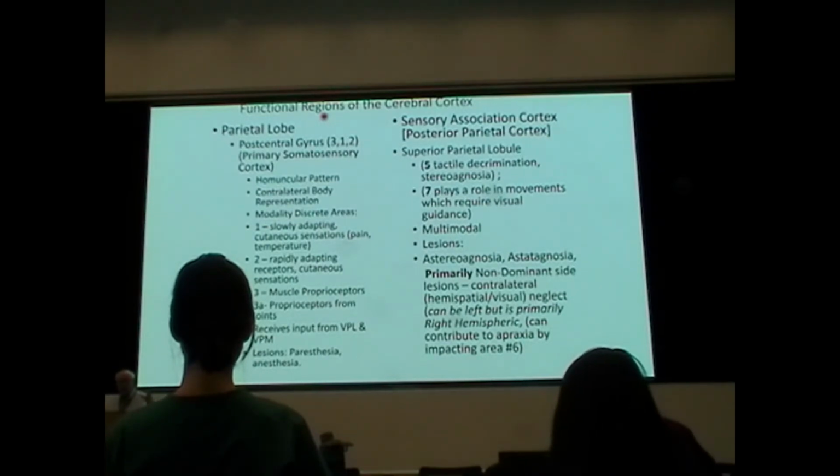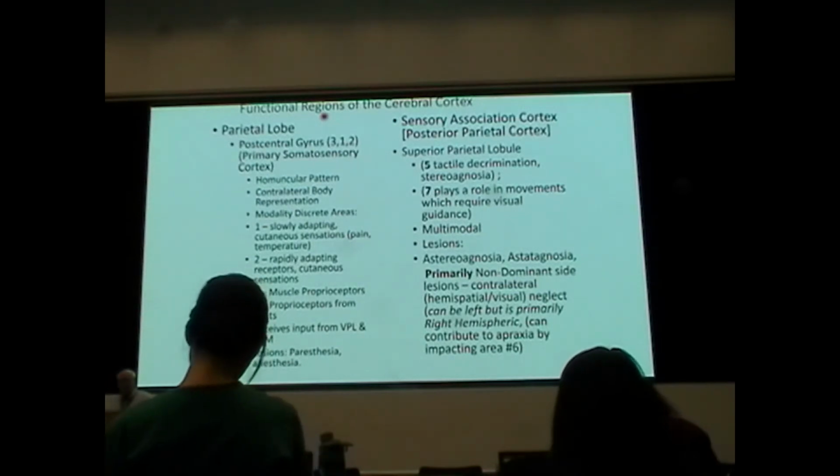Ventral posterior lateral nucleus, ventral posterior medial nucleus, possibly some other areas associated with input to the cortex from the thalamus or thalamocortical fibers. Okay, it has a homuncular pattern as well. It is also a representation. The sensory input is coming from the opposite side. But it's a cross path. These are modality discrete areas. What's a modality? It's a type of sensory function.